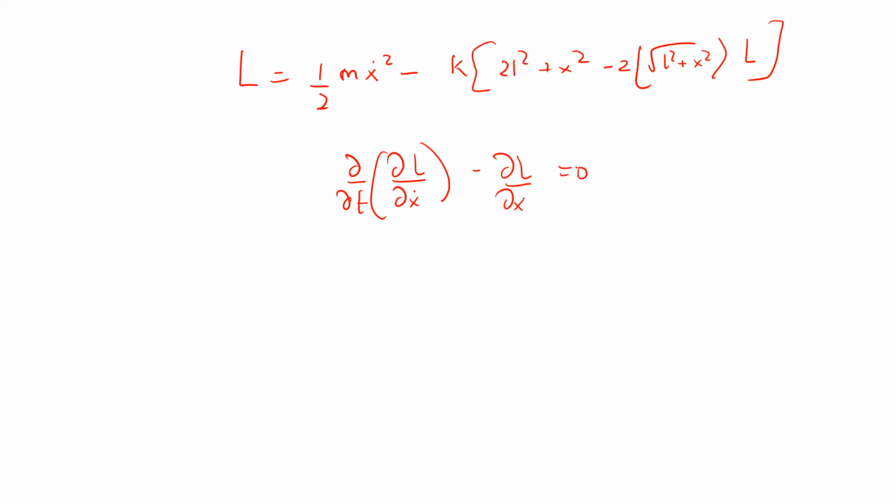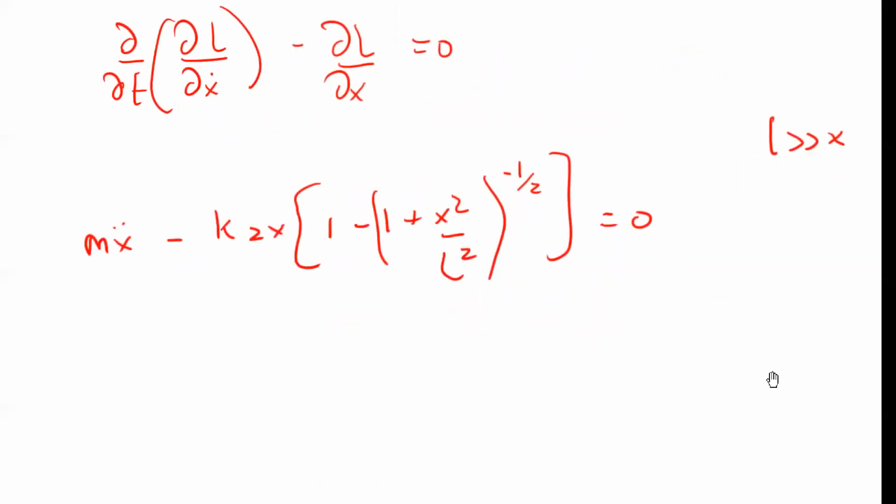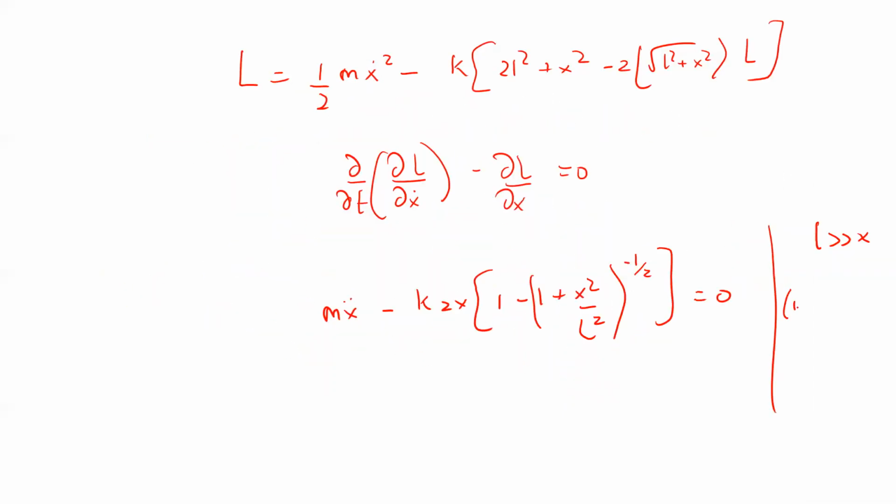When you solve this Euler-Lagrange equation, the equation of motion that you obtain is m x double dot minus 2kx times 1 minus (1 plus x squared by L squared) to the power of minus half, equal to 0. Notice that the length of the spring is generally very much greater than the displacement. So we can use the binomial series expansion, where (1 plus x) to the power of minus half to first order is nothing but 1 minus x by 2. Higher order terms are not relevant because of this approximation.